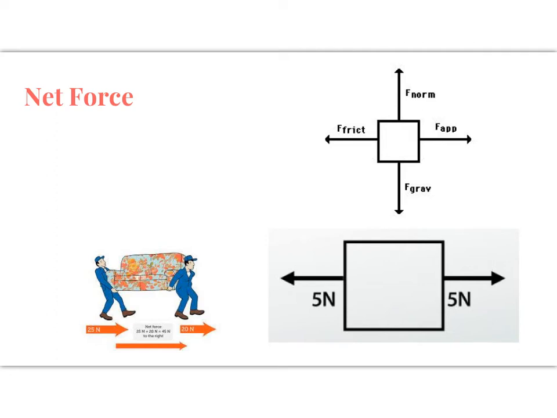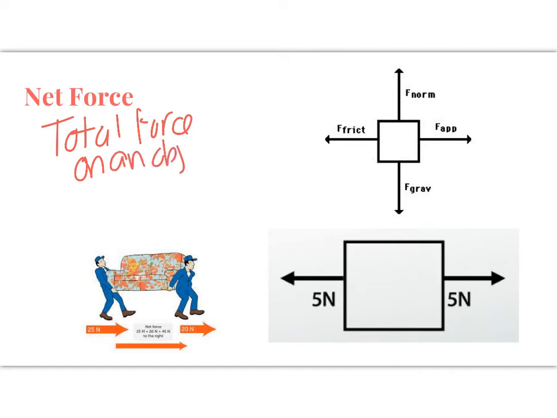All right, so net force is the total force on an object. There's different ways that we can look at this, and we're going to look at it through free body diagrams. So if we look at this one to the right, we'll see that I have force of gravity, force normal, force applied, and force of friction. Now we'll see all the arrows are the same size.